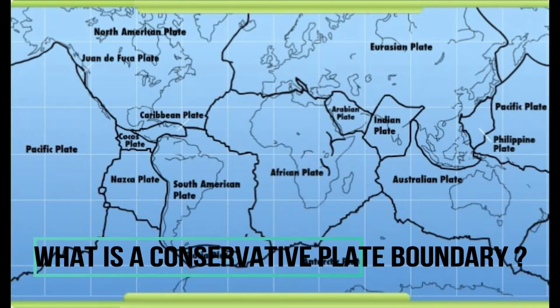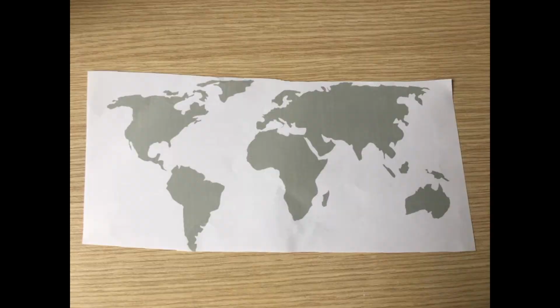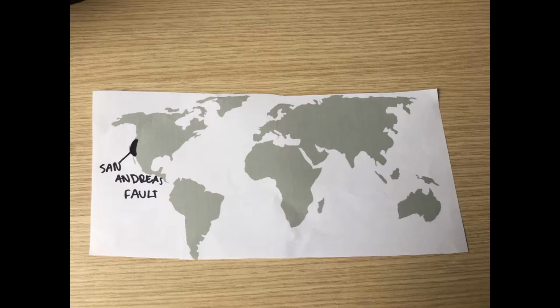A conservative plate boundary is when the plates move past each other or side by side, moving at different speeds. As the plates move, friction occurs and plates become stuck. Pressure builds up because the plates are still trying to move. Conservative plate boundaries mainly have an effect on the part of the San Andreas Fault in California.